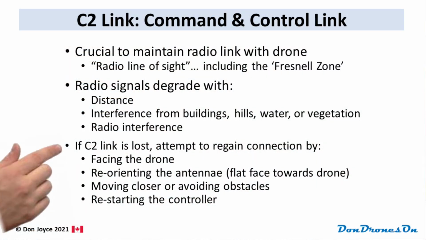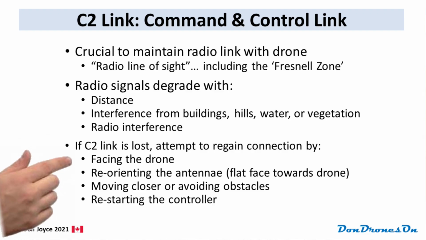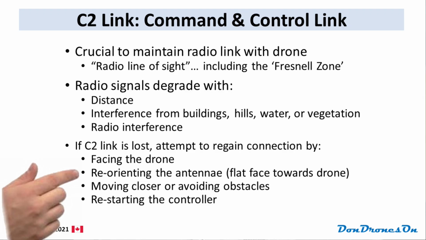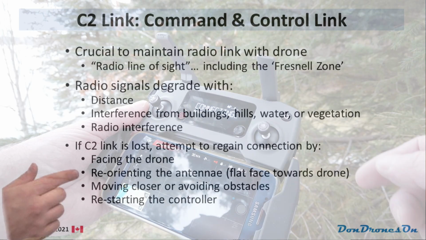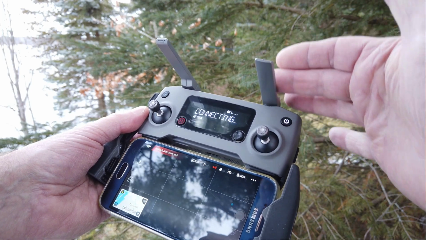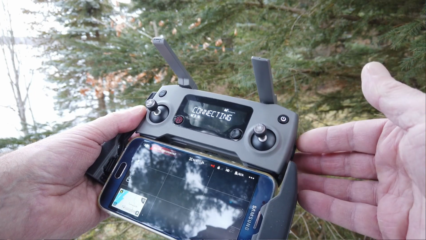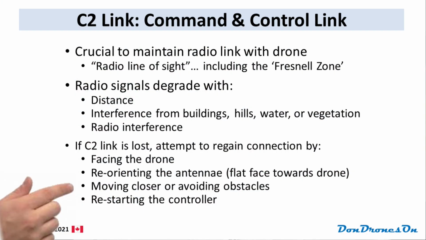If the C2 link is lost, and it happens to everyone eventually, attempt to regain connection by facing the drone, reorienting the antenna on the controller, remembering that the signal propagates out of the sides of the antenna, not the ends, and moving closer or moving somewhere to avoid obstacles. In the worst case, restart your controller.